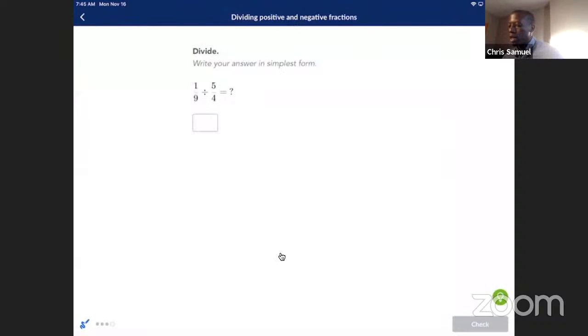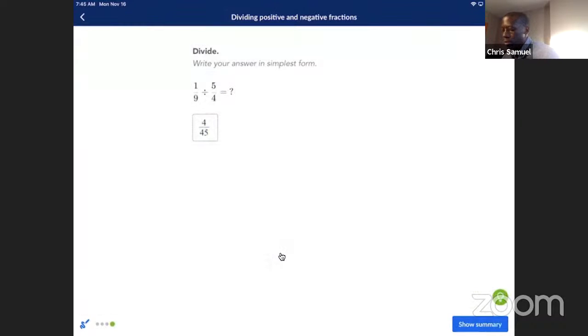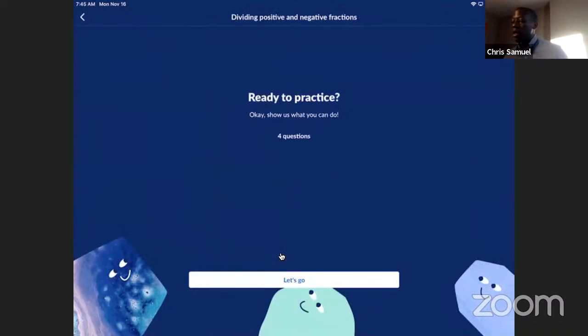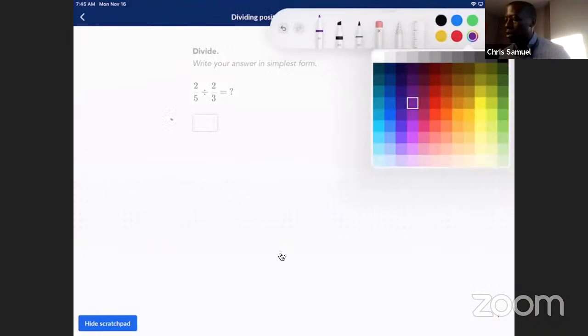First, I'm going to put this in. I don't think we can go any lower than that. Yeah, so that's basically it. All right, so now we understand what dividing positive and negative fractions are. So now we can go ahead and do a quick run through with what we learned.